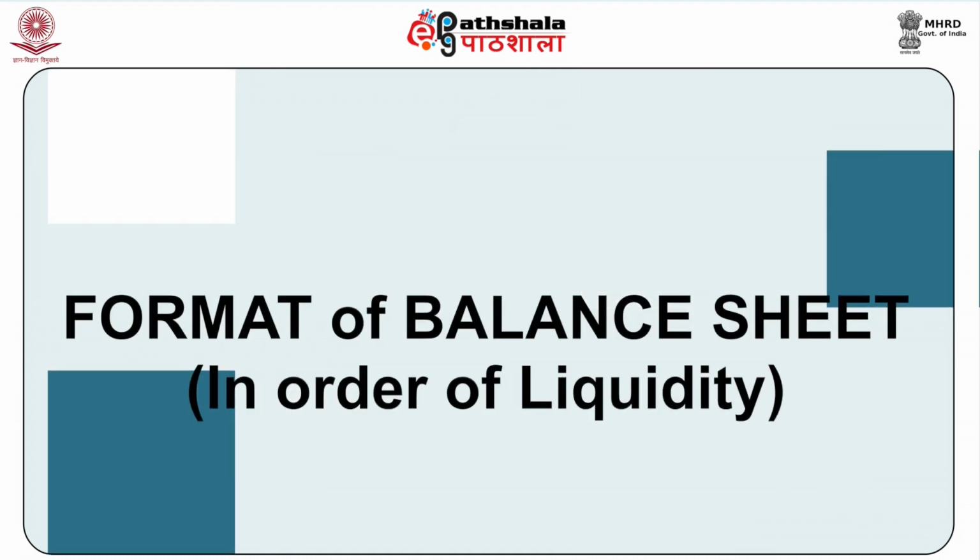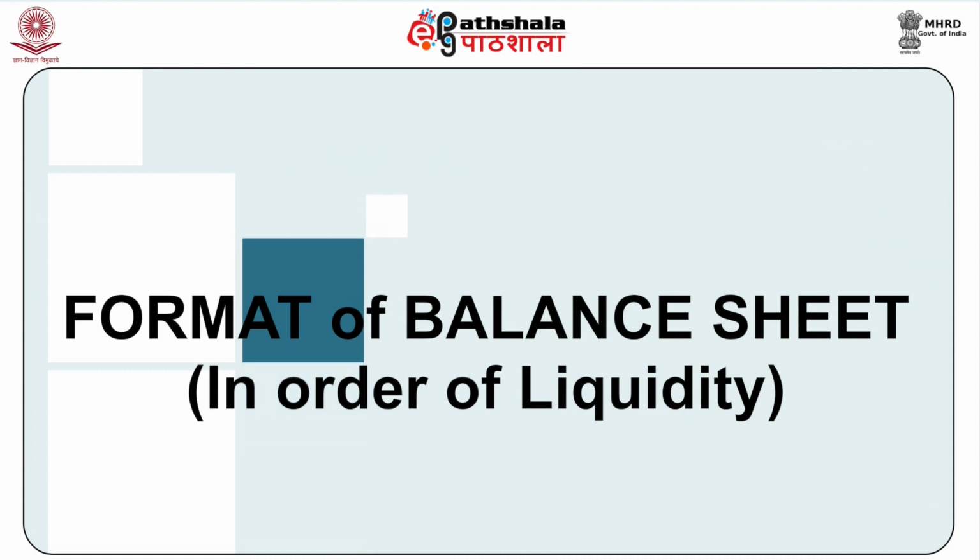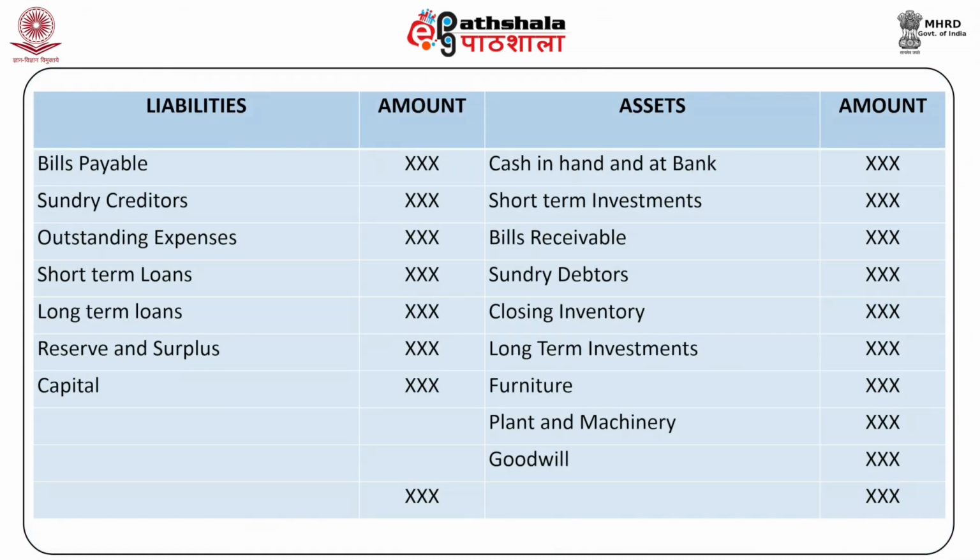Format of balance sheet in order of liquidity. Liquidity means the most liquid assets like cash is shown first and least liquid assets like goodwill is disclosed in the last. Now look at the format.